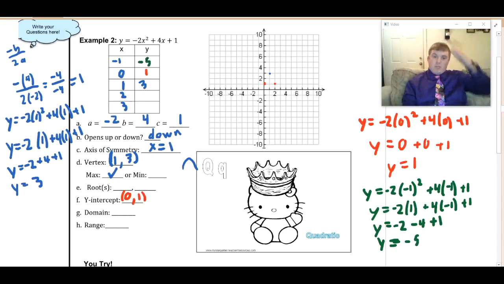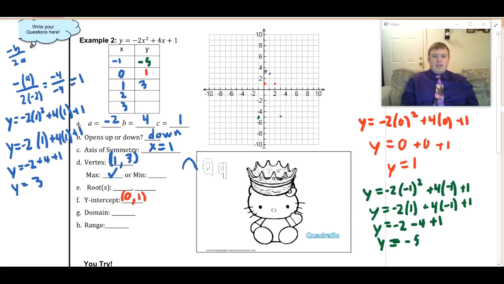I am going to plot these points. So I have negative 1 and then down 5, and I'm going to put the dot. And then, once that dot finally shows up, I am going to count over from the axis of symmetry. My axis of symmetry was x equals 1. So I went over 2 to the left. That means to plot the other point, I'm going to go 2 to the right.